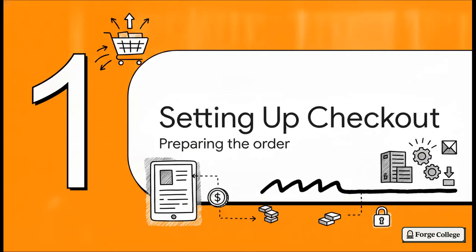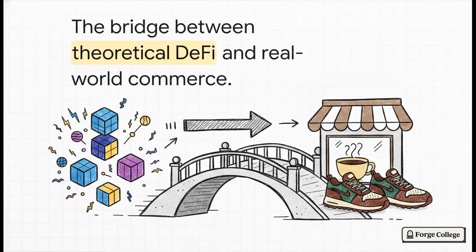Section 1. Setting up the checkout. Preparing the order. Okay, let's dive right into this. We're essentially building the bridge between theoretical DeFi and real-world commerce. Now, we've spent a ton of time looking at payment request URIs, abstract token transfers, and all that blockchain theory. But this is exactly where a random string of code literally transforms into a paid invoice for a physical pair of sneakers, or a hot cup of coffee. It's where the magic actually becomes real for the user.